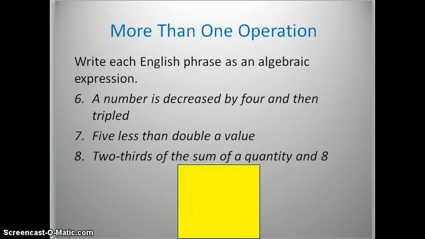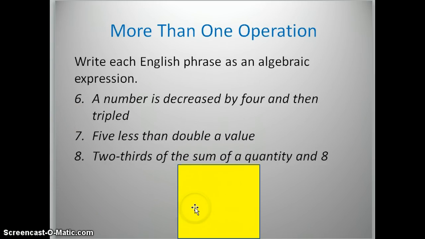Okay, so let's take a look at some examples that involve more than one operation, and these you'll have to be particularly careful about. Again, the same directions are given here. Write each English phrase as an algebraic expression. Number 6, a number is decreased by 4 and then tripled. So we want to think about the two operations that are happening. We have decreased by, which tells us that we're subtracting, and then we have tripled, which tells us that we are multiplying. Now, we really need to pay attention to the wording to see which one actually comes first. It tells us that tripling is the second thing that happens.